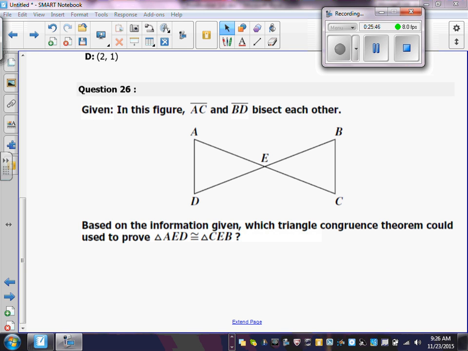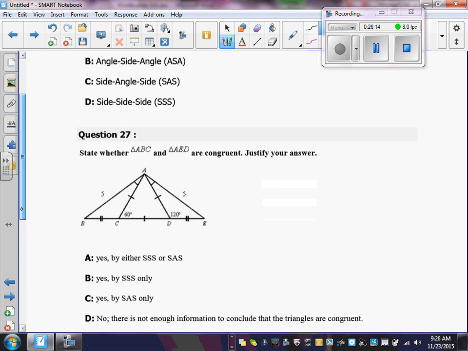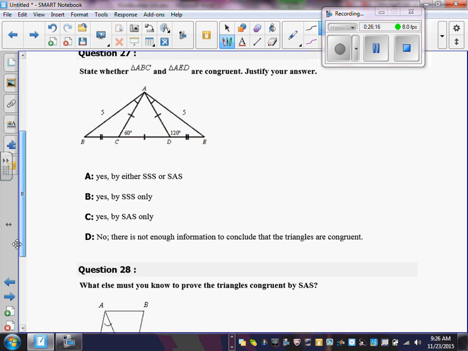Given in this figure, AC and BD bisect each other. Since it says bisect each other, I know AE is congruent to EC and DE is congruent to BE. Based on the information given, which triangle congruence theorem could you use to prove that AED is congruent? So you also know that these two angles are going to be congruent by vertical angles. So this is the bow tie one. I'm sure you guys by now could figure it out.